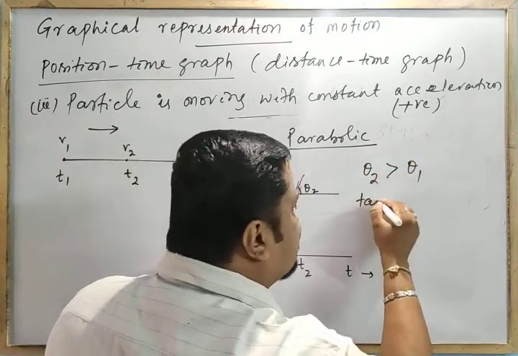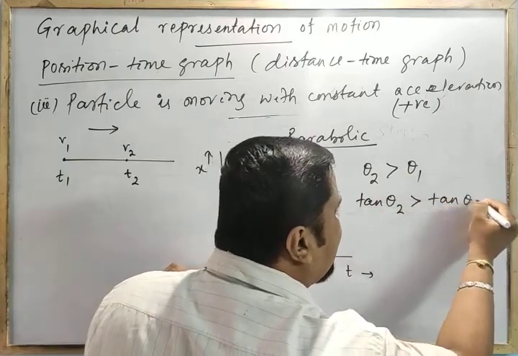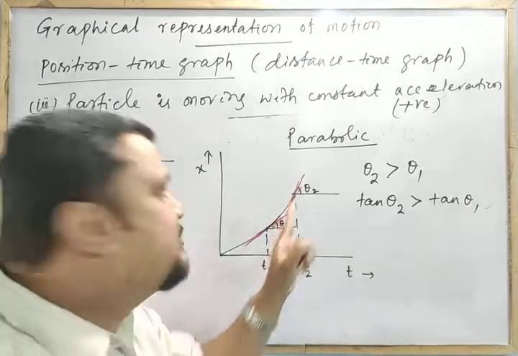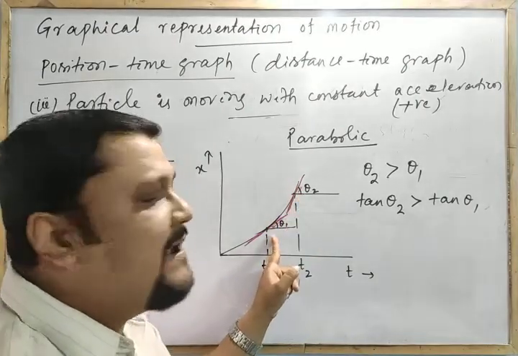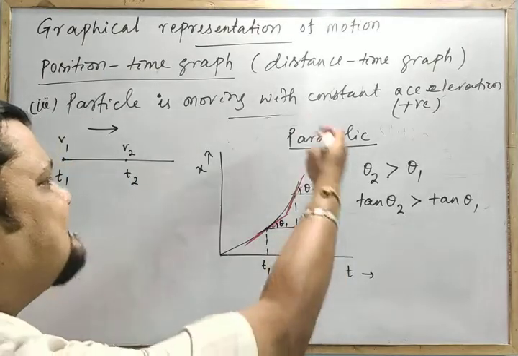Then if theta 2 is greater than theta 1, then tan theta 2 is also greater than tan theta 1. So the slope at t2 is greater than the slope at t1. Are you getting that? Right. So the slope gives me the velocity.